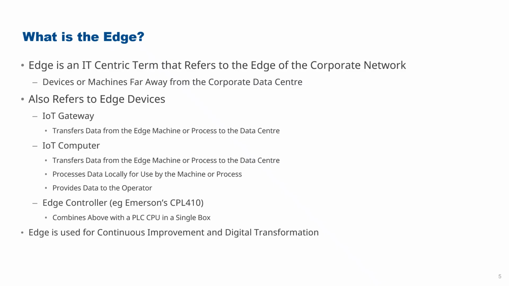So there is a variety of different edge devices. You can have an IoT gateway, which transfers data from the edge machine or process to the data center. You can have an I/O computer that performs that same data transfer function, but also performs more local data processing. And that can also be used to provide data to the operator and to other interested people. And then within Emerson, we also have the concept of an edge controller, which combines all of the IoT computing and gateway type functionality with a PLC CPU into a single box.